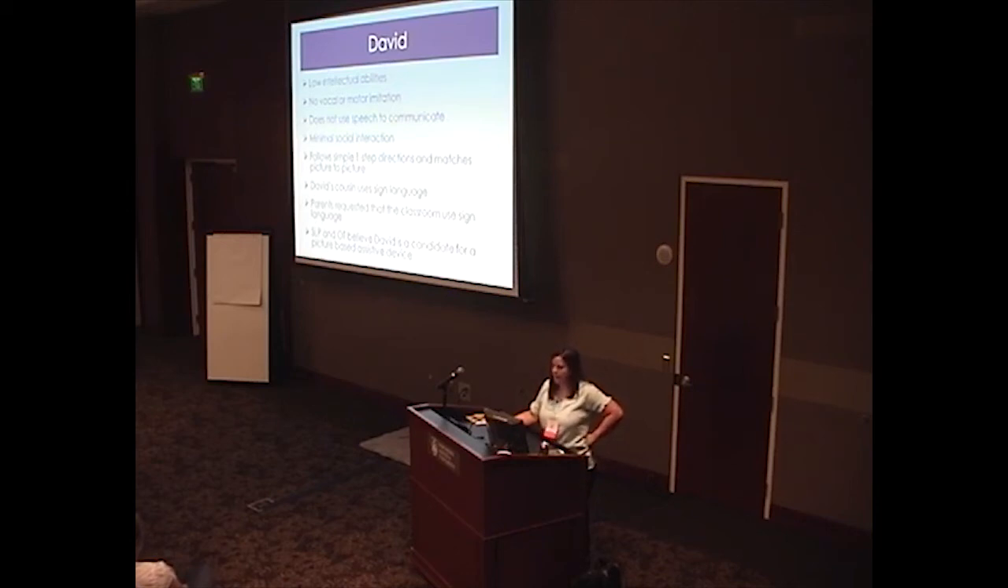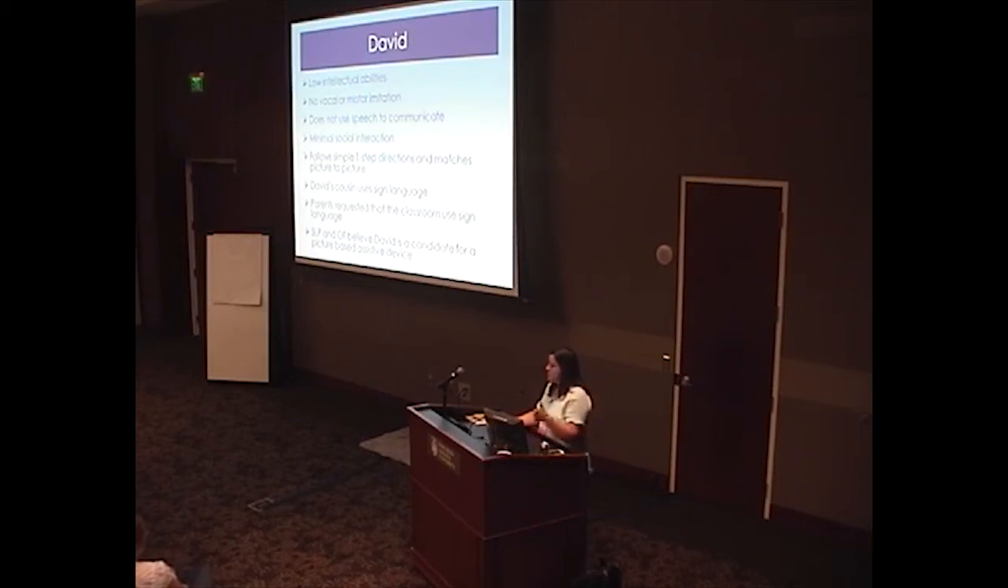All right, David also has low intellectual abilities, no vocal or motor imitation, does not use speech to communicate, and has minimal social interactions. He can follow one-step directions, and he matches picture to pictures. David's cousin also has some disability and uses sign language to communicate. And the parents request that the classroom teach him using sign language.